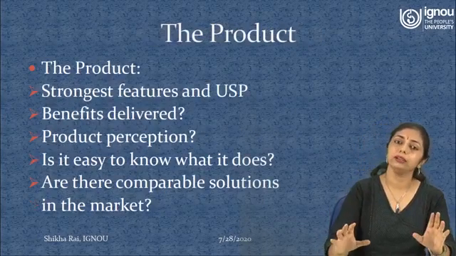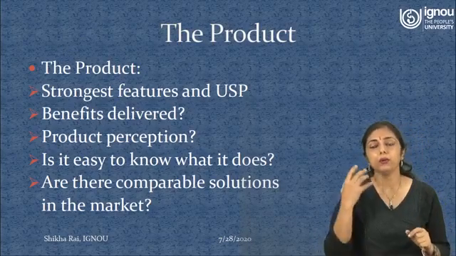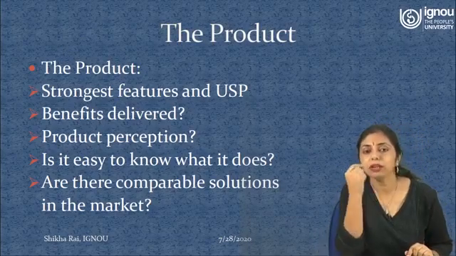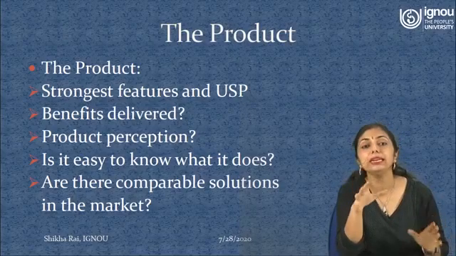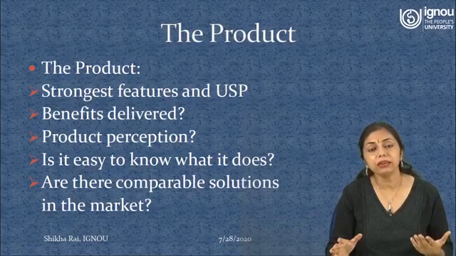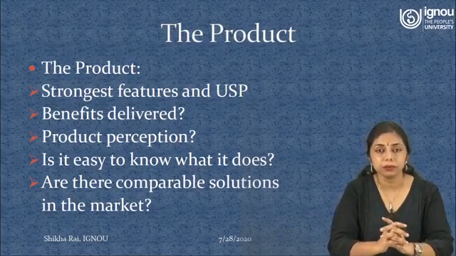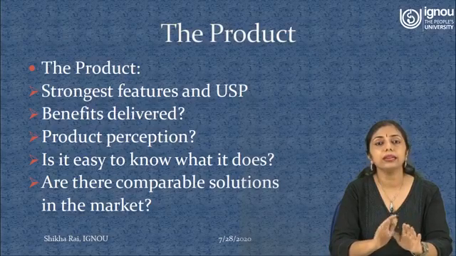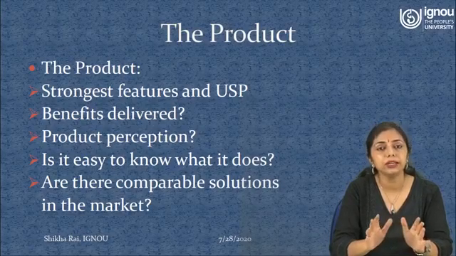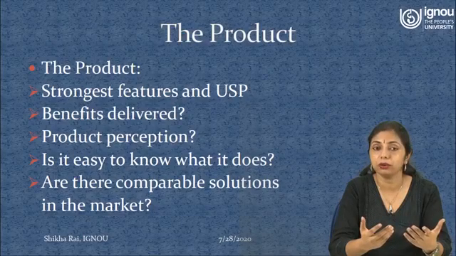Then let us look at the product. This is the third aspect. When I say product, what is it that you're out to sell? What are the strongest features, the unique selling proposition of your product? What are the benefits that are being delivered to the person? Say for example, if it is a water filter, does it ensure that it will be pure, healthy drinking water that will be provided to the customer? What are the benefits that you're delivering?